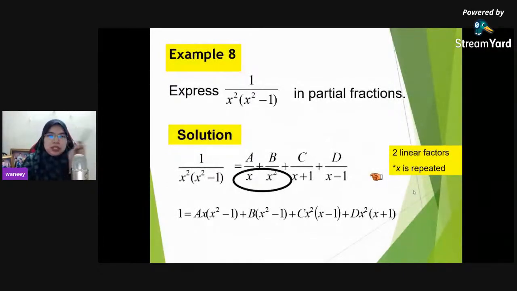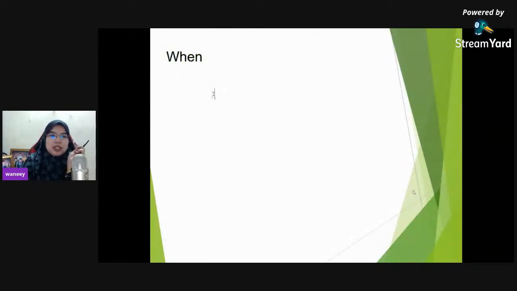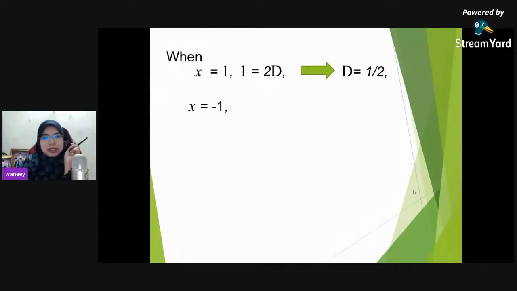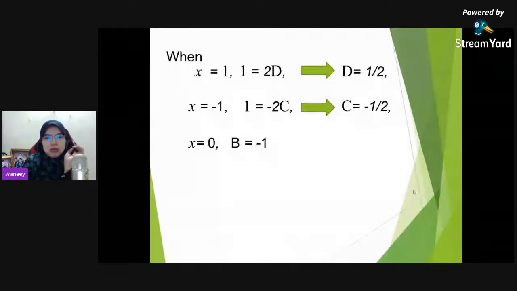Okay, so now, this is what we did previously. We are having the same denominator and we compare our numerator. Okay, so when x is equal to 1, you simply substitute on the left hand side and right hand side. You can easily see that b is equal to half. And then you compare with another one, x equal to -1, and then you can see that 1 is equal to -2c. Therefore, c is equal to -half. You substitute with x equal to 0, it will give you the value of b, where b is equal to -1. So kita dah pakai semua zeros lah. 1 dah, -1 dah, 0 pun dah.